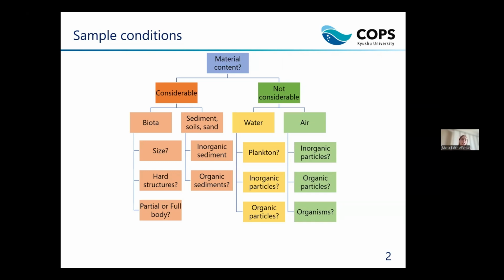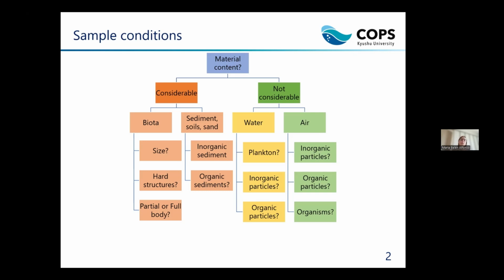But for each kind of sample, we need to address some questions before understanding how to proceed with the sample processing, right? For example, for biota samples, we need to understand the size of your sample. Is it an organism, a colony, or a plankton sample with many individuals in it? Does it have hard structures or not? Do you want to digest and analyze a partial part of the organism, like the stomach or the liver, or do you want to digest the full body? For example, in plankton samples, we digest the full individual, right?